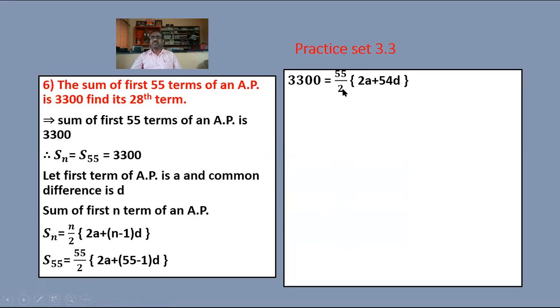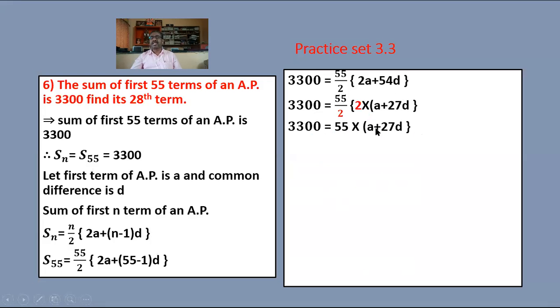Here, 55 upon 2, 2a plus 54 into d. In the bracket, 2 and 54 are multiples of 2, so take 2 common in the bracket. Therefore, 3300 is equal to 55 upon 2, 2 take common, in bracket remaining a plus 27d. These 2 and these 2 get cancelled. So 3300 is equal to 55 multiply a plus 27d.